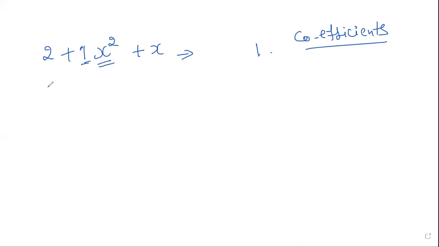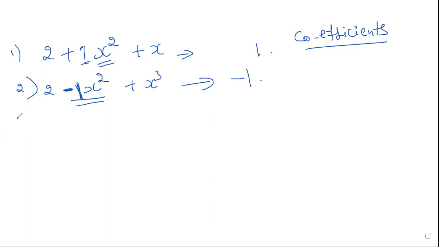Come to the second one. 2 minus x square plus x cube. So what is the coefficient of x square here? There is no number, so I will write 1. But here you have a minus sign, right? We have a minus sign in the equation, so minus 1 is the coefficient. Children, if there is a minus sign, you should consider the minus sign.